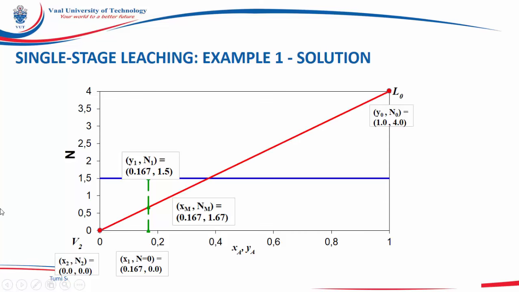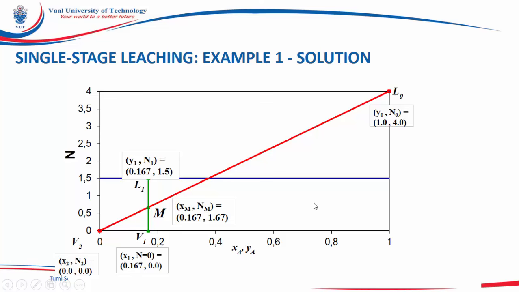Then we will draw a line joining LO, M, and V2, as we know they lie on a mixing line. So where this line intersects the vertical tie line, it will be where the point M is located. As you can see, M is located here. Then next we draw the line L1, M, and V1, which is vertical along the tie line. Remember from step 2 above, L1 coordinates are Y1 and N1, which are 0.165 and 1.5, and V1 coordinates are X1 and N equals 0, which are 0.16 and 0. This completes the graphical representation of the solution as it is.